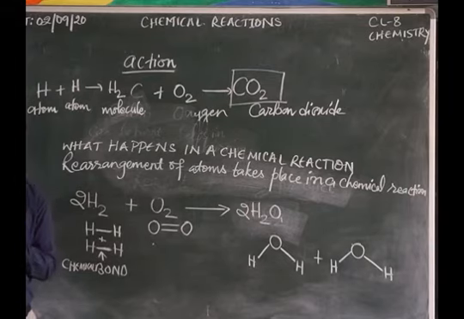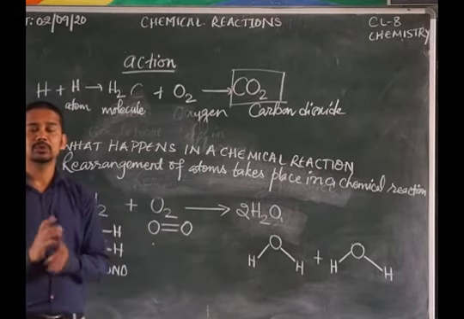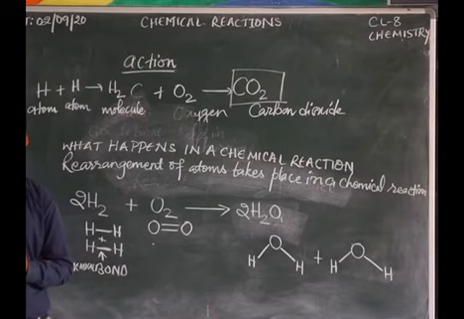Electrovalent bond is formed between metal and non-metal, where metal can transfer electron, metal can give electron, metal can lose electron, and non-metal can receive electron. So, giving and taking. In electrovalent bond, what takes place? Transfer of electron takes place. But in covalent bond, sharing of electrons takes place.